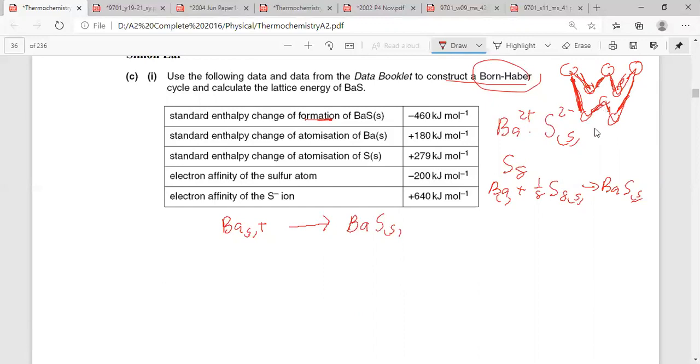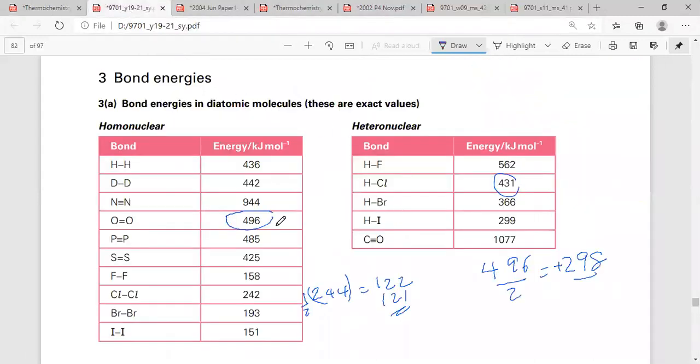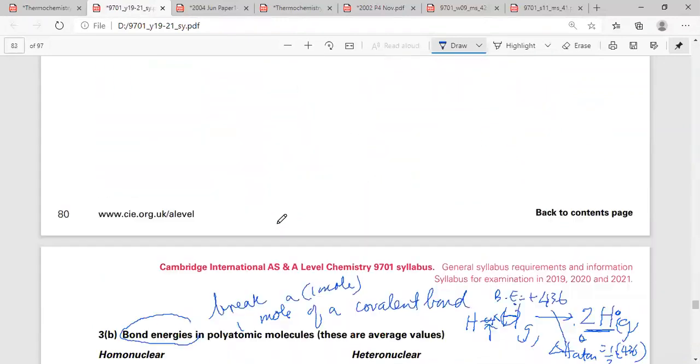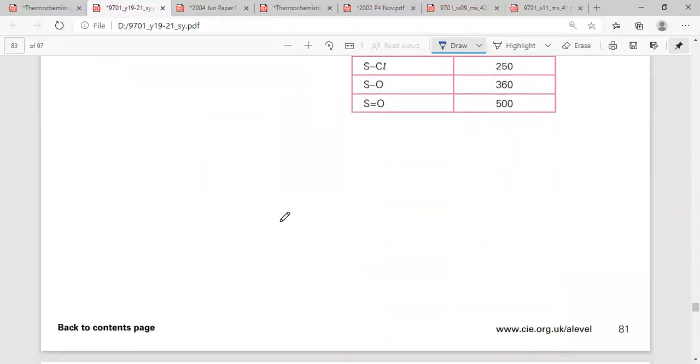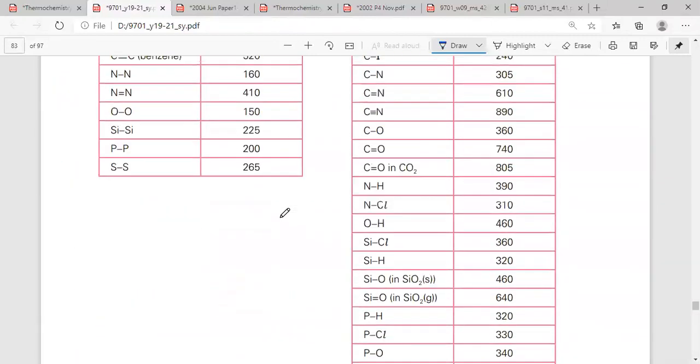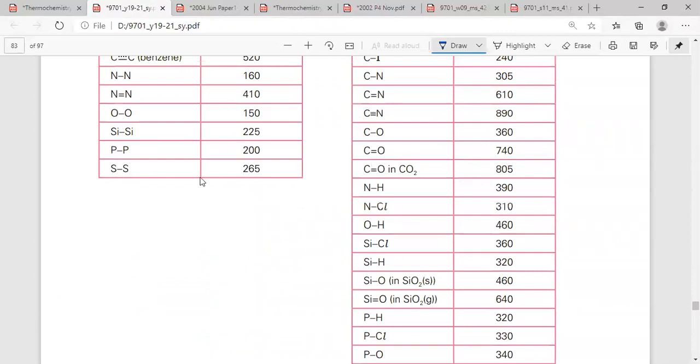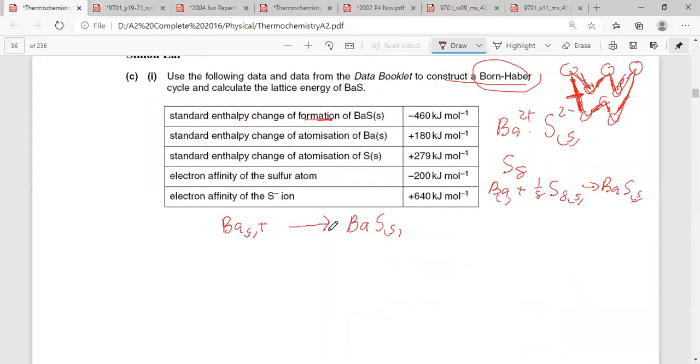So here we have to break this bond. If you look at your data booklet, it's a bit different from here. For the sulfur bond, let me find it. Here, it's 265, but this means it is 1/8 of the whole thing. Sometimes they give you S8. They are quite tricky nowadays. So now here is very simple.